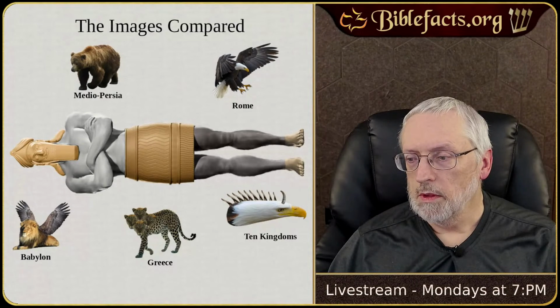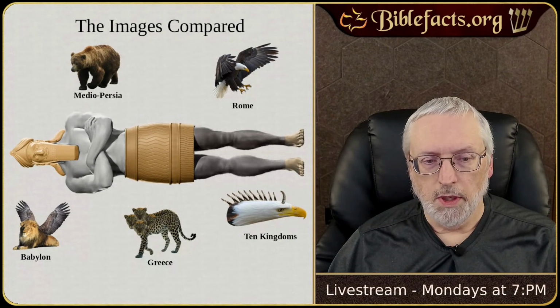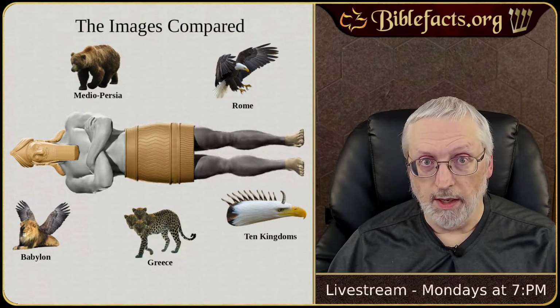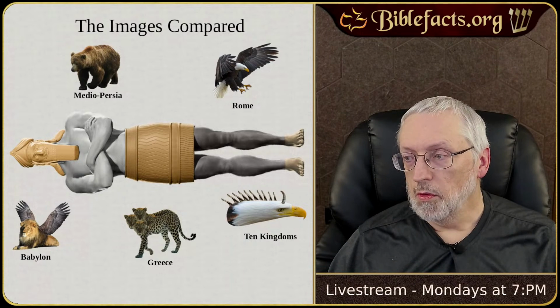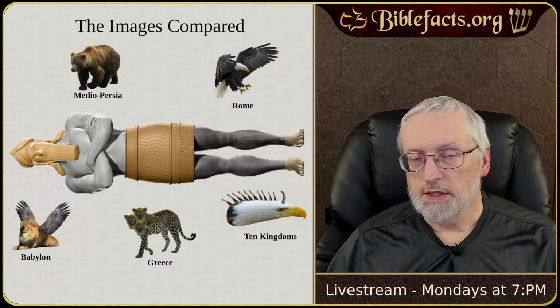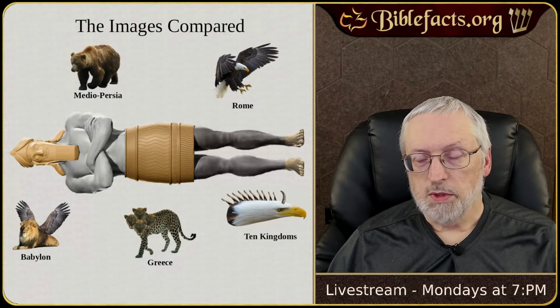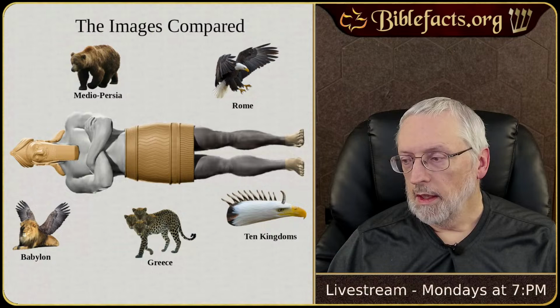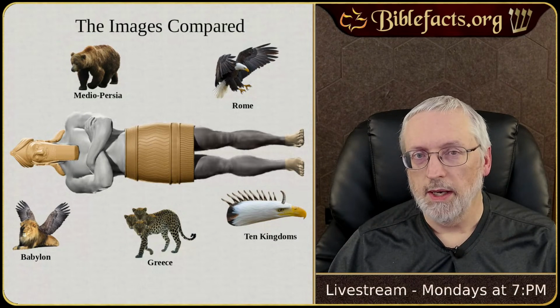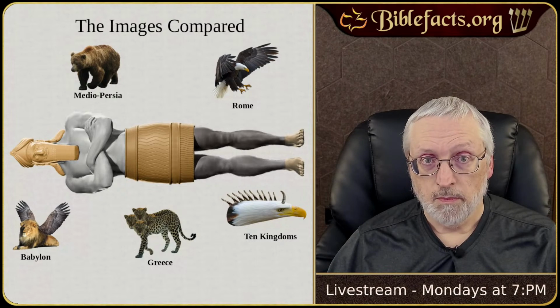So the head of gold goes along with the winged lion of Babylon. The chest and arms of silver goes along with the lopsided bear, Medo-Persia. Greece, which is seen in Daniel chapter 2, that vision is just one empire. But as we see more clearly in Daniel chapter 7, it's a four-headed leopard. So the one empire fragments into four.